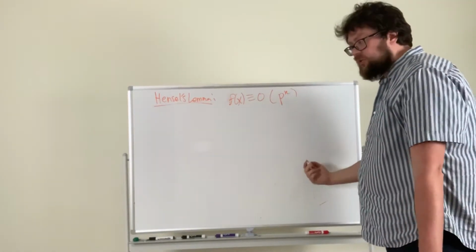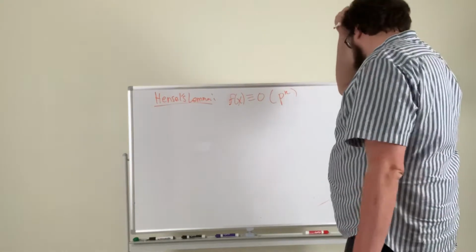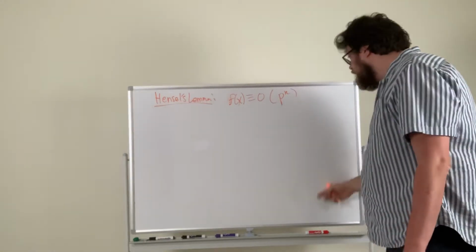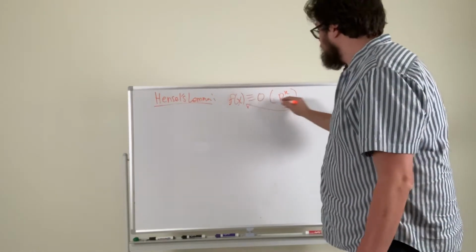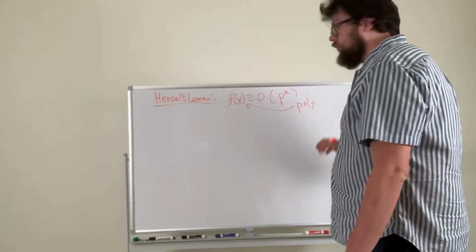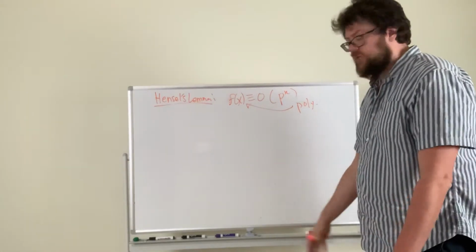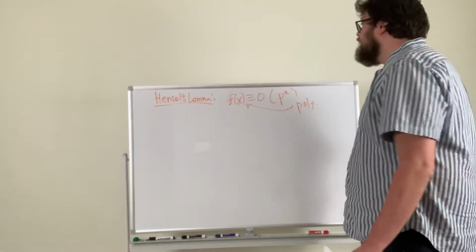p is always a prime whenever I write the letter p, unless I say otherwise, which I never do. So here f is a polynomial with integer coefficients, because everything is always with integers unless you say otherwise.